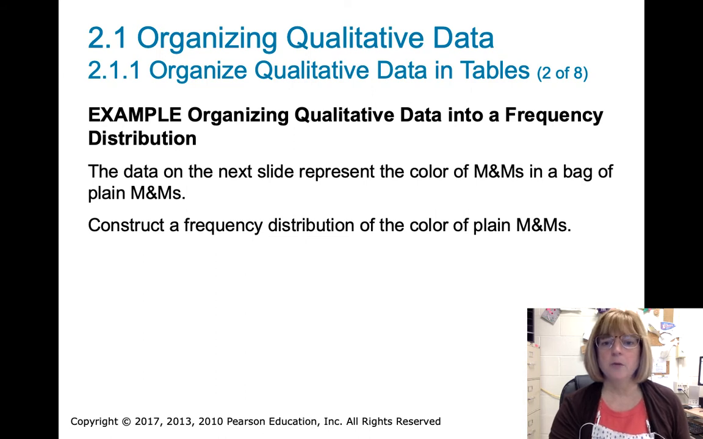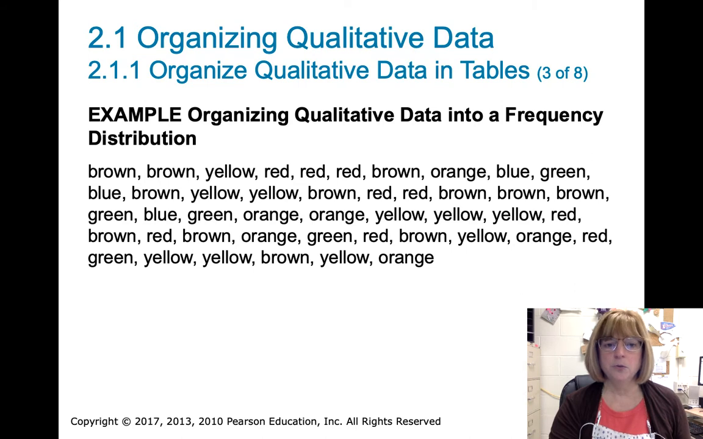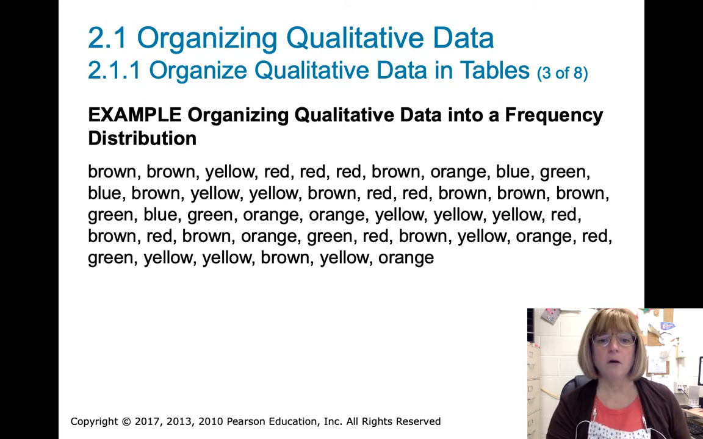Here's an example of the process. So we've got a whole bunch of M&Ms. We dump them out, and we just sort them. Well, we don't really even sort them. We just pay attention to what they are. So this is an example of raw data.